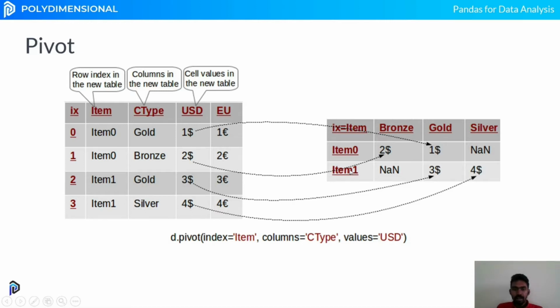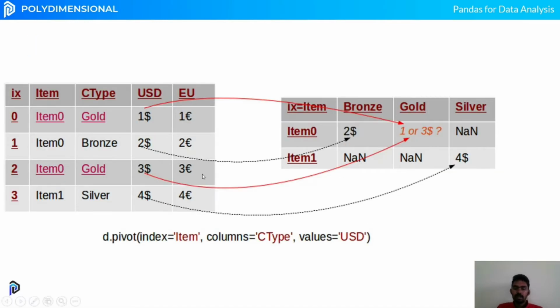We don't have a combination of item 1 and bronze, so this value is null or not a number. Similarly, we don't have a combination of item 0 and silver. So this is how it works. d.pivot is the function, and index is the value that we give as the row index, and similarly we choose the column. If you don't choose the column, all the remaining columns would come, and similarly we choose the values.